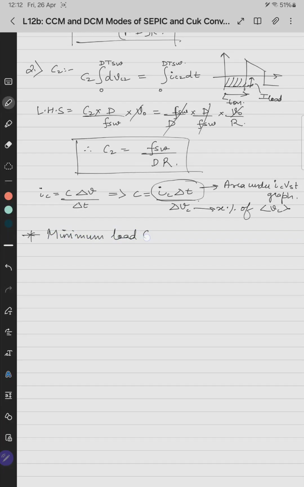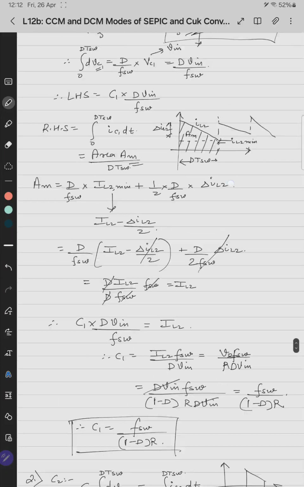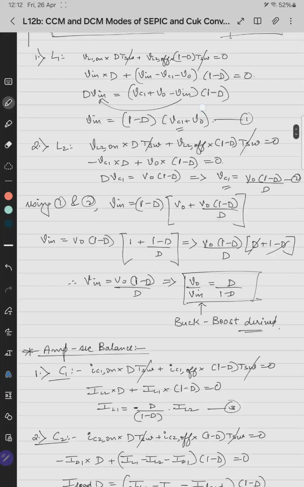Minimum load calculation for the boost mode of operation, that is, when 0.5 is less than t is less than 1. So how to find the minimum load? Now there are two inductances.